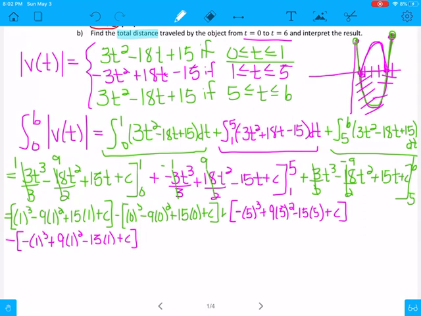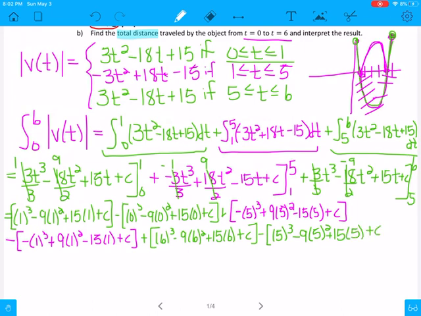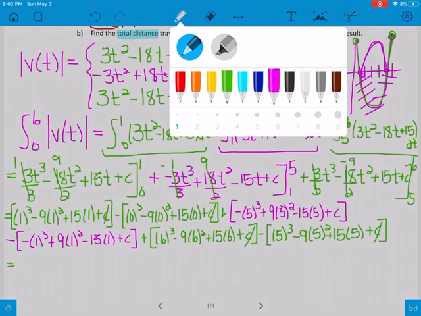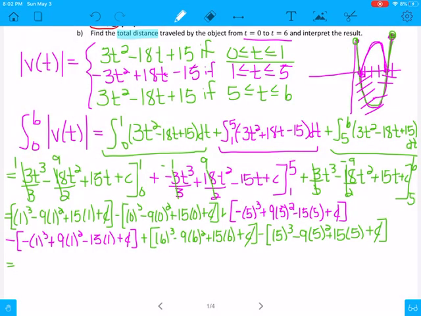I'm doing from 5 to 6, so plus 6 cubed minus 9 times 6 squared plus 15 times 6 plus c minus, to 5, 5 cubed minus 9 times 5 squared plus 15 times 5 plus c. So lots of work to be shown. So these green c's are going to cancel because I'm going to end up minusing them. These pink c's are going to cancel.